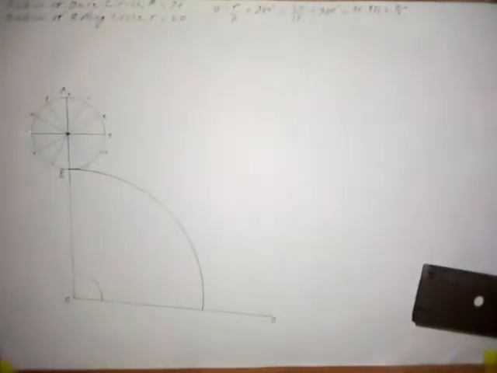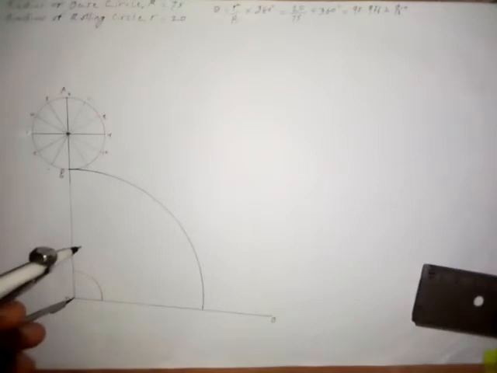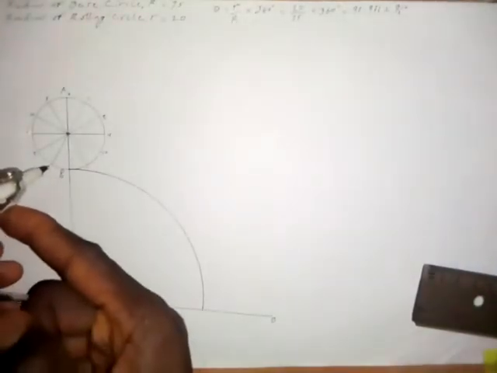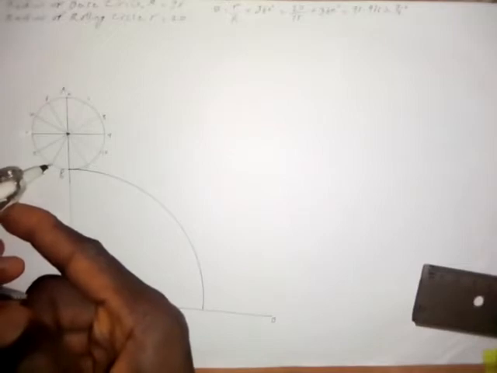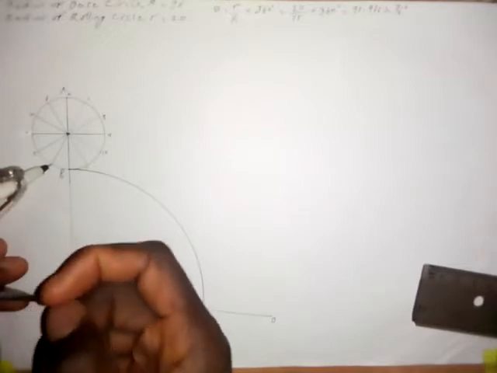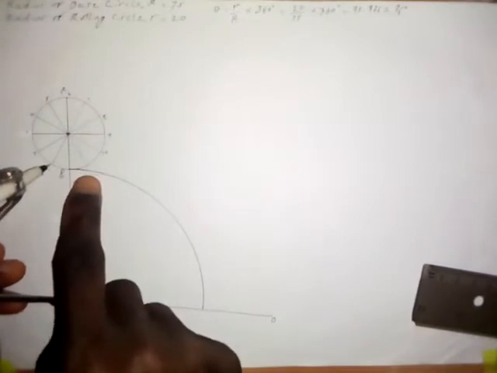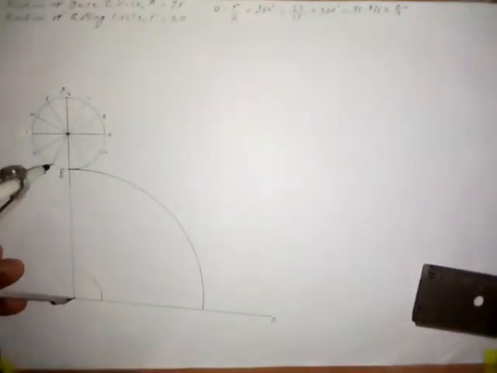So the next thing that you are going to do is take your compass, put your compass at point O here, and extend it to point 1 on the circle. Point 1 and point 11 are the same distance on the circle. So you draw an arc like this.